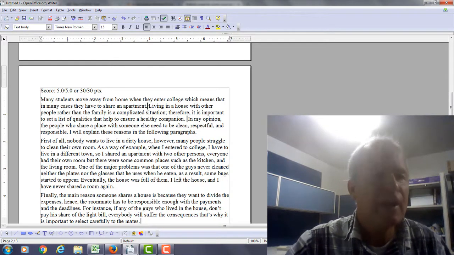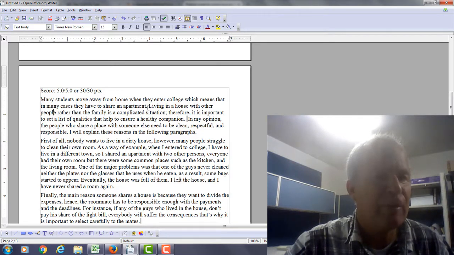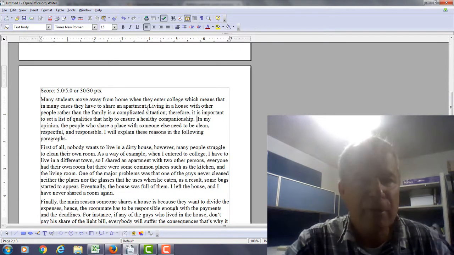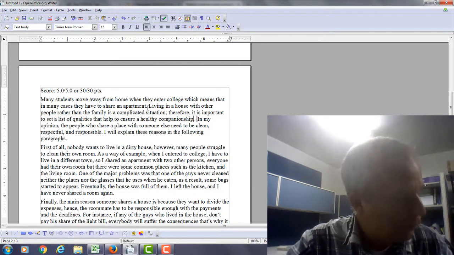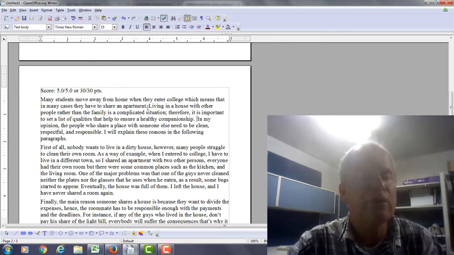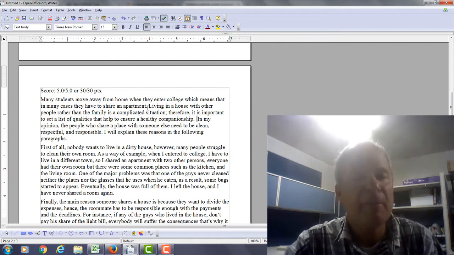an apartment. Living in a house with other people rather than the family is a complicated situation. Therefore, it is important to set a list of qualities that help to ensure a healthy companionship is better. So that's a word choice issue. Companion is a person, but the companionship refers to the two people living together. It's kind of like a friendship, a companionship.